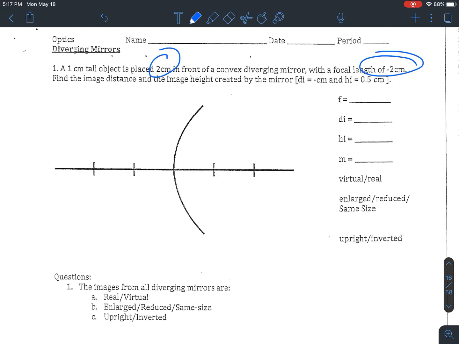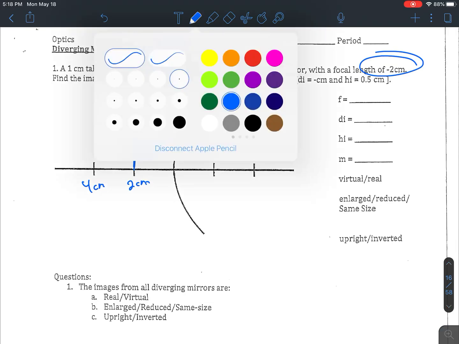So this is a little bit trickier, and this is why I liked doing the lenses first as opposed to the mirrors. So we have a 1 centimeter tall object, 2 centimeters in front. So this is 2 centimeters. If we follow the scale, put this in here, maybe a little big, but not too bad. Okay, so that's our image, or I'm sorry, our object.